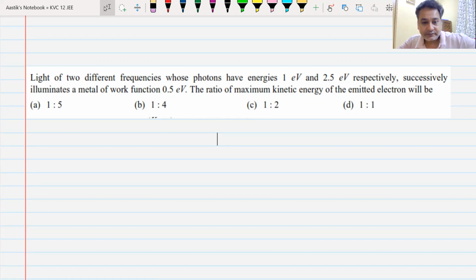Light of two different frequencies have photons of energy this and this, successively incident on a metal of work function this. What is the ratio of maximum kinetic energy? Yes, the answer is. These are the questions that are coming these days. And the person who gets selected in IIT does this faster than anyone else.